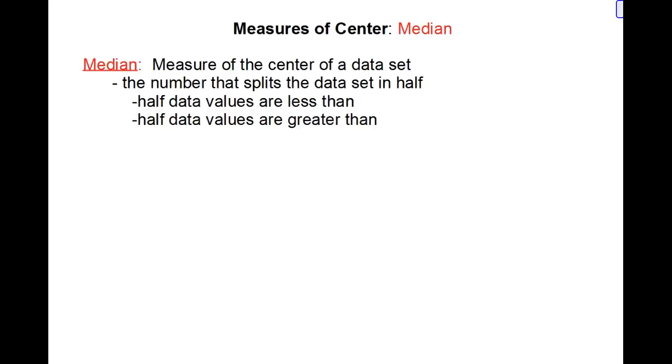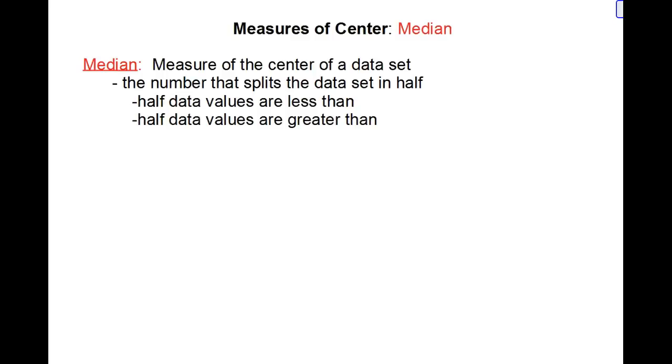In this video, we're going to continue talking about measures of center, specifically median. Median is the measure of the center of a data set, which we've already discussed that the mean is also a measure of the center of a data set. For median, what happens is the number that splits the data in half. So the median is where we split in exact half for the data set, meaning half the data values are less than the median and half the data values are greater than the median.